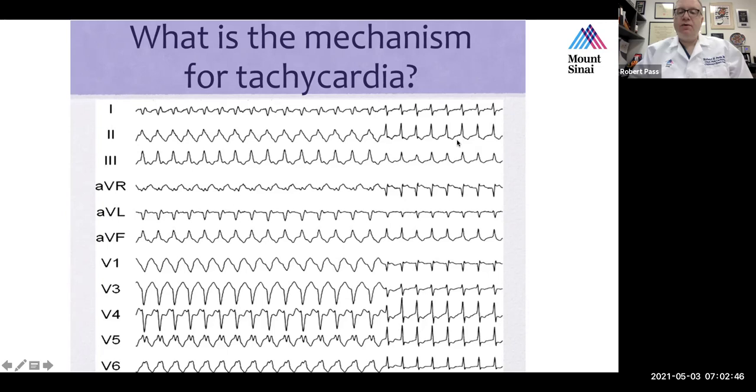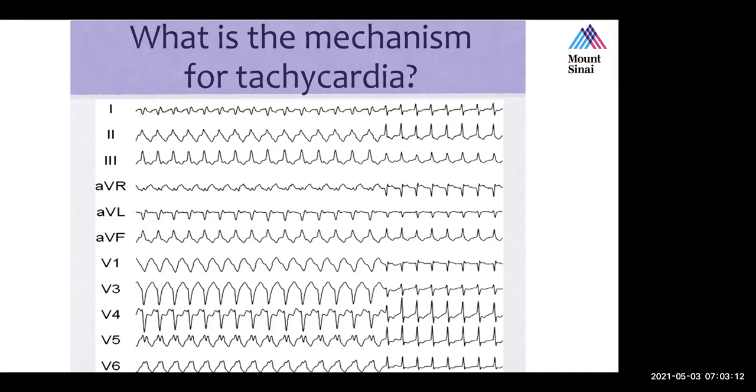Okay, so this is a teenager, and this is the electrocardiogram that was obtained on this patient in tachycardia. So I'm going to ask Dr. Neha Lawalia what she thinks the mechanism is of this tachycardia, if possible to tell from here.